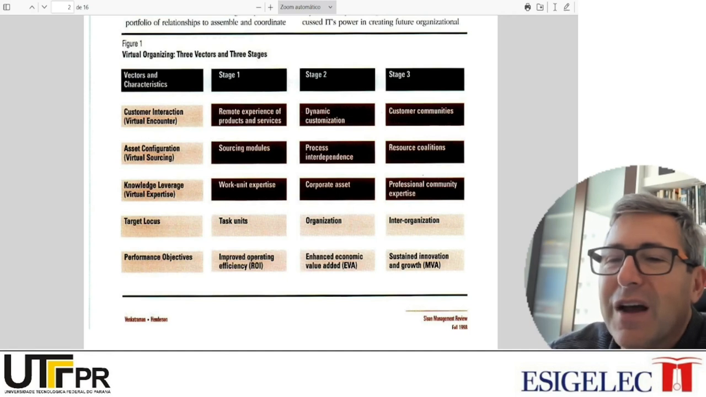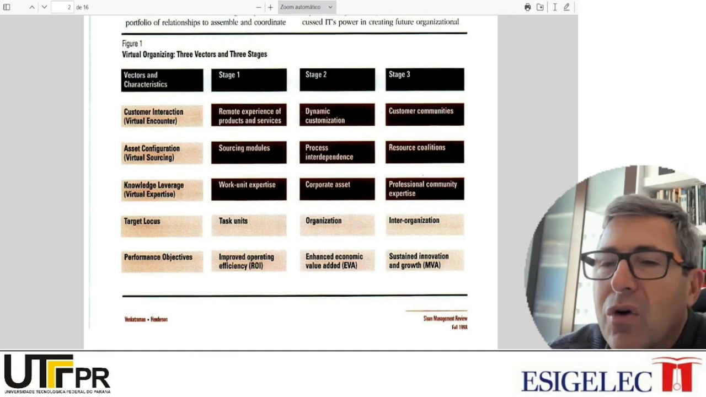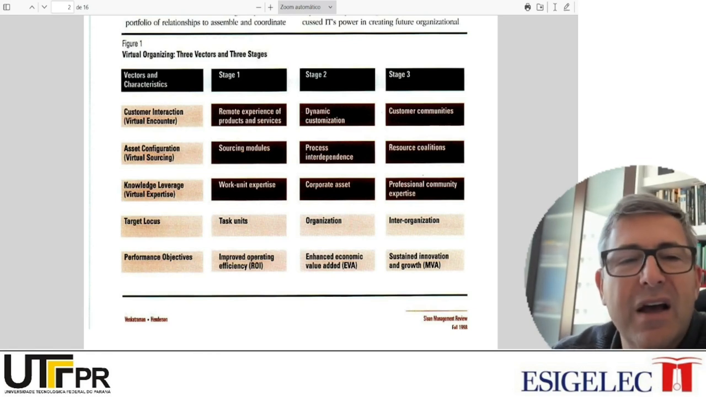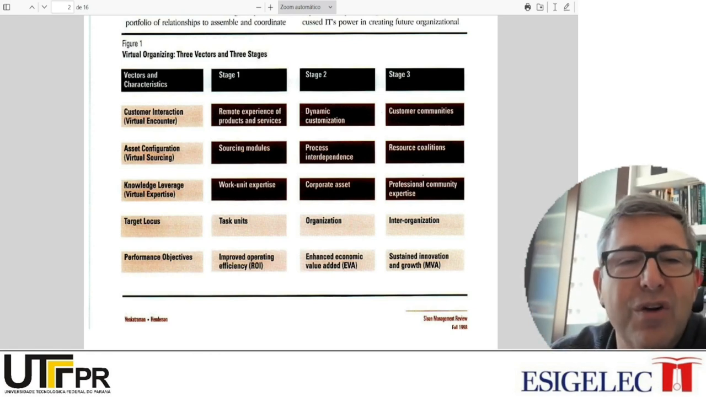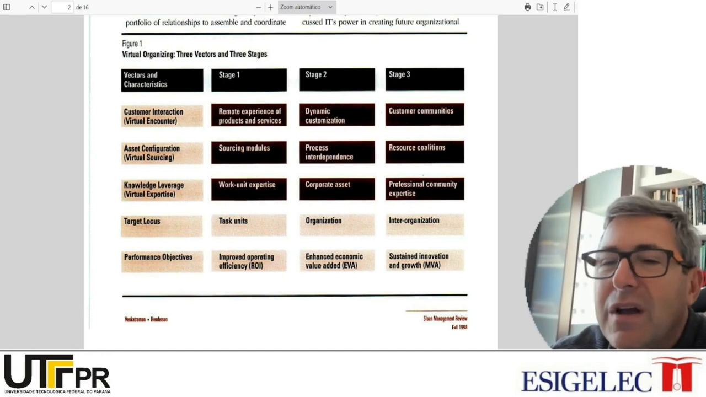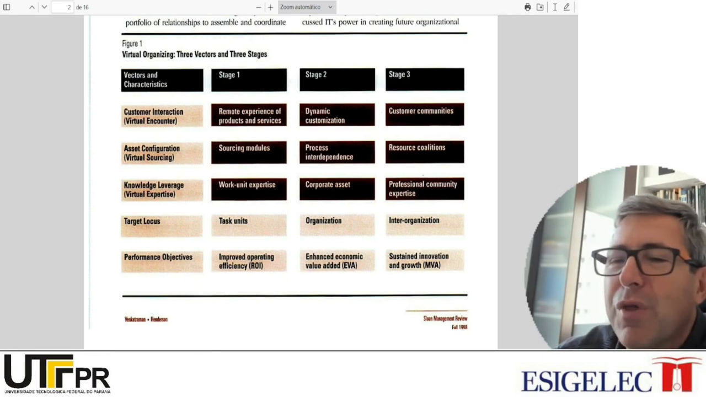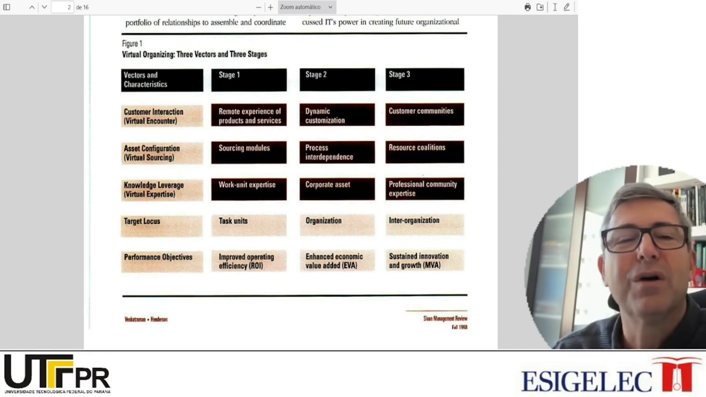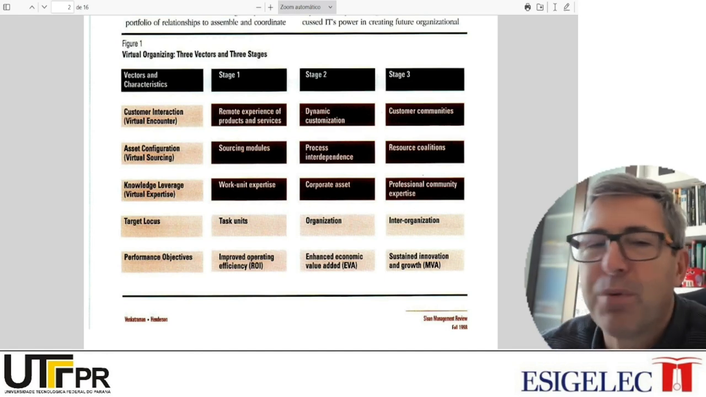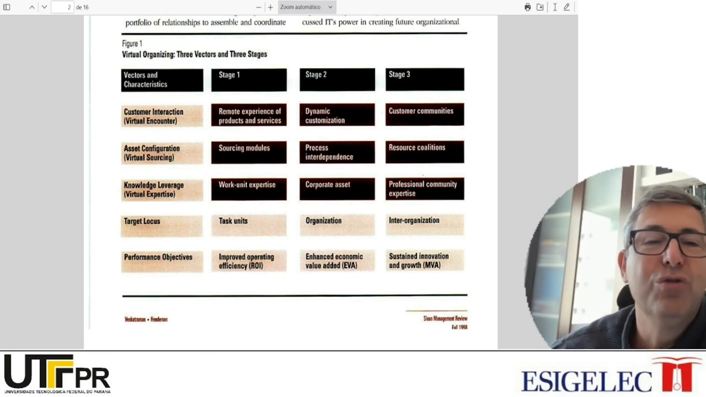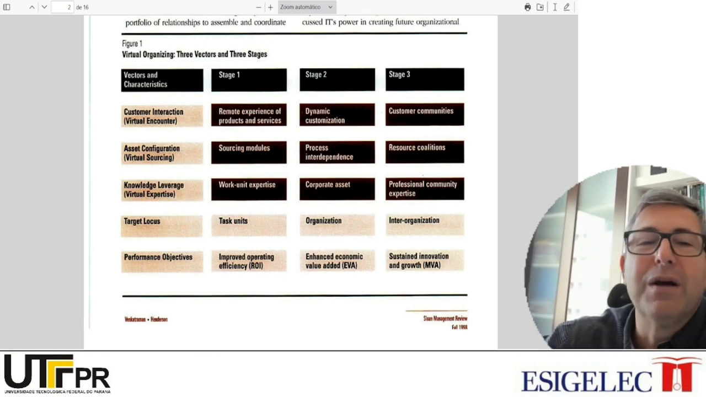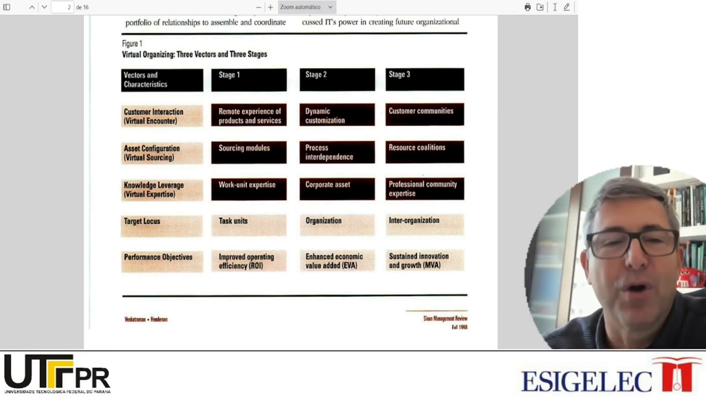Process interdependence is dependent on the product being modular, which means, for example, that possibly a company like Apple finds it more difficult to develop this second asset than, let's say, a regular PC manufacturer, although they also source modules to suppliers. But Apple, differently to other companies, seems to still prefer to have a very integral product. In fact, that even makes it difficult for you to bring modules from other suppliers to work together with Apple products.